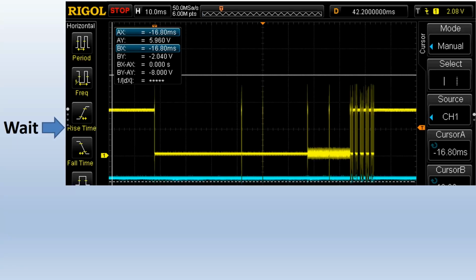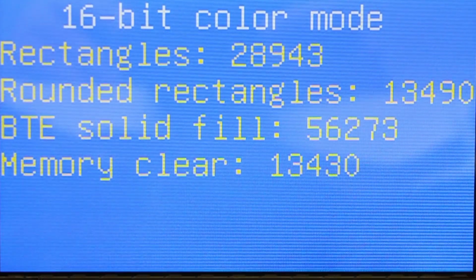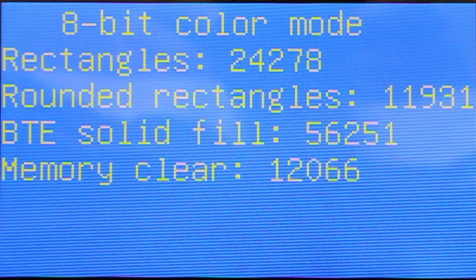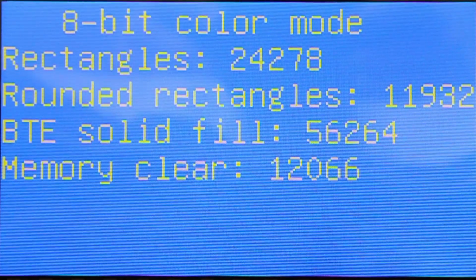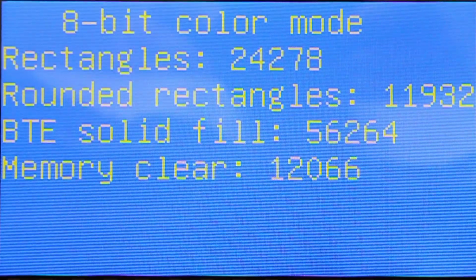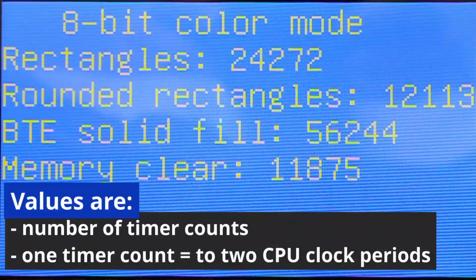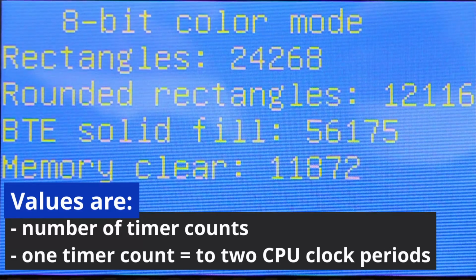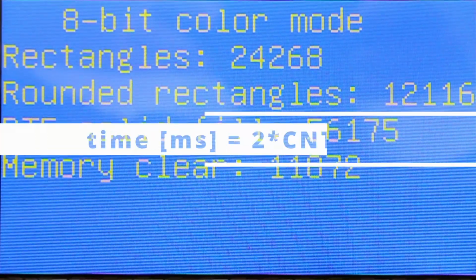And here are the results. First, let's take a look at the oscillogram. We can clearly see that different functions are executed at different speeds, and the fastest one seems to be draw rounded rectangles or the memory clear function. Let's take a look at the results displayed on the LCD screen. As suspected, both functions perform really well, especially compared to the BTE solid fill function. And in 8-bit color mode, it seems that the execution time of some of the functions is a little bit faster. By the way, the displayed values are expressed in number of timer counts, and one timer count equals 2 CPU clocks. So you can easily express results in, for example, milliseconds using this simple equation.